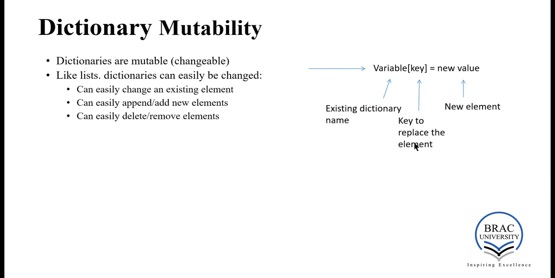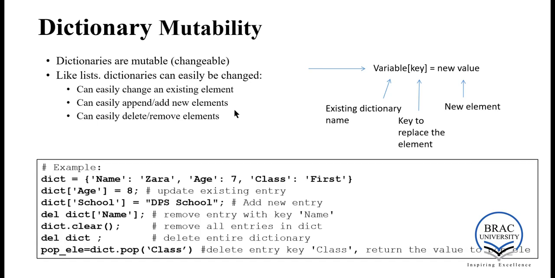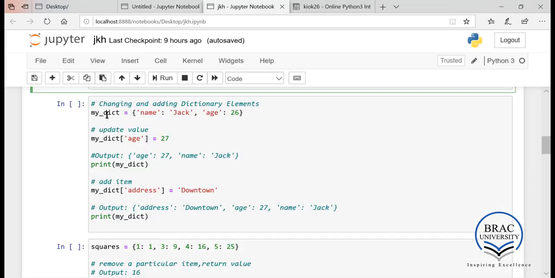I have shown you how to change an element of a dictionary. But we need to learn how to add new elements and how to delete previous elements, right? So let's talk about that. Here you can see the code. I want to change some elements of my dictionary.